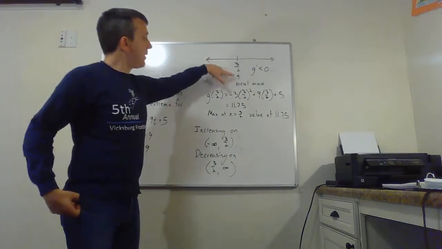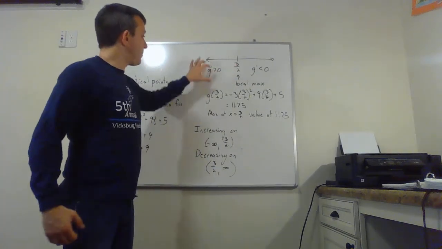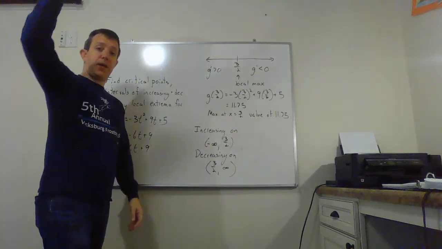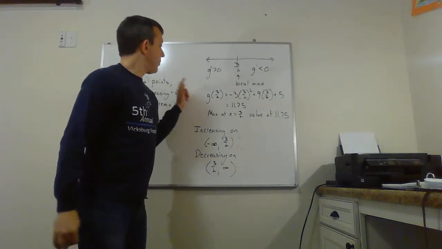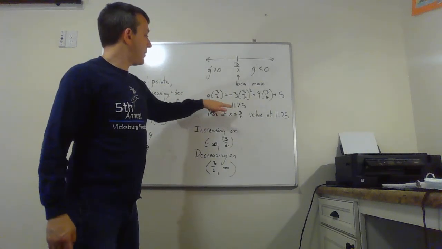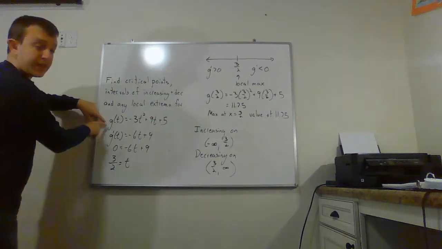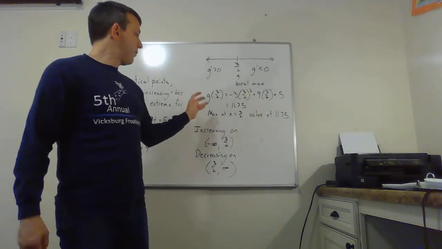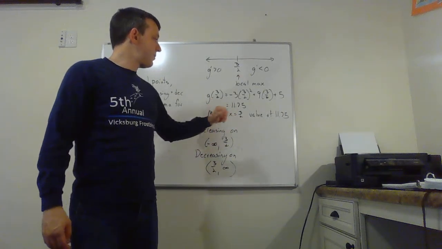What that tells me is that 3 halves is a local max because it goes from increasing to decreasing. Right? It goes up, and then it comes down. So I plug in 3 halves into the original function, and that gives me the maximum value of 11.75.